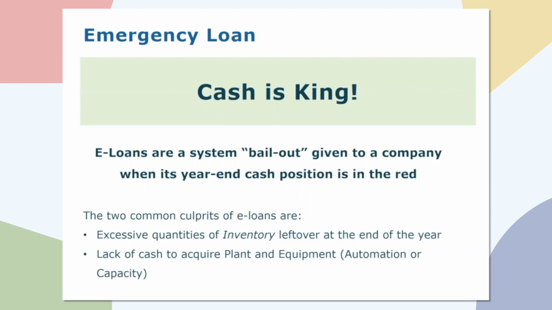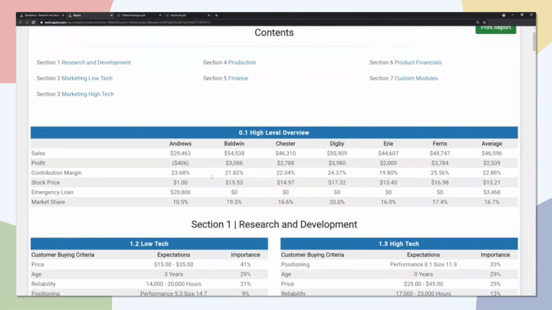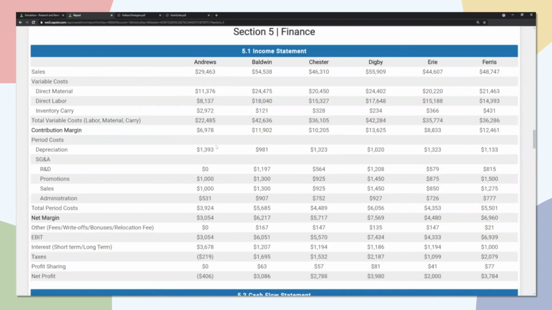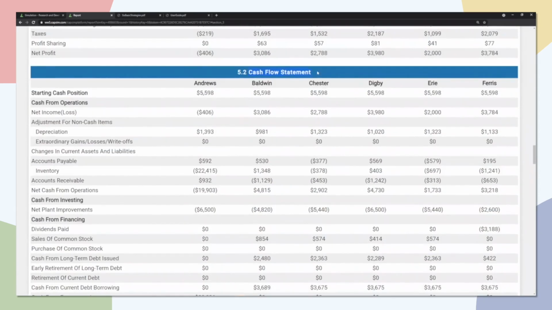Here's how it looks on a simulation report, so I can show you how to look into the report and diagnose the root source of an emergency loan and how to deal with it going forward. In the simulation report, an emergency loan will always be shown in the first section of the report, the high-level overview. If you ever see this value here, the first thing that I would encourage you to do is take a look at your financials, which is section 5. In your financials, you should look at your cash flow statement. This is where you can see where the ins and outs of cash for the year came and impacted your company. As you can see here, there's a very big red number.